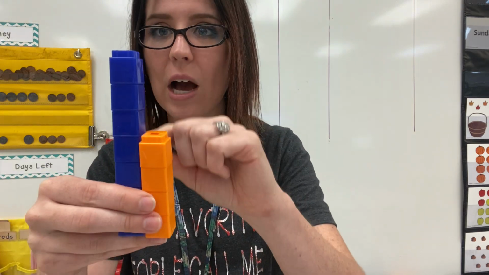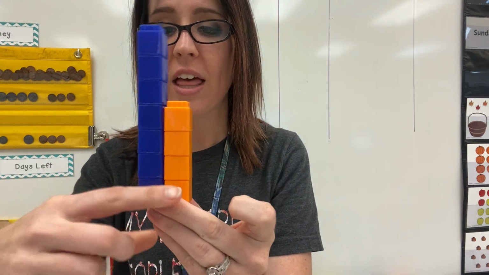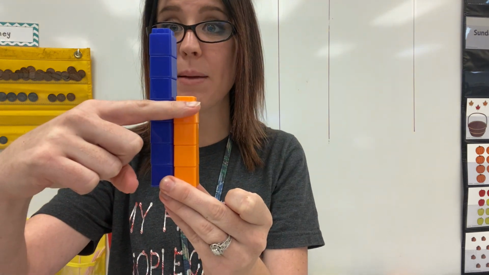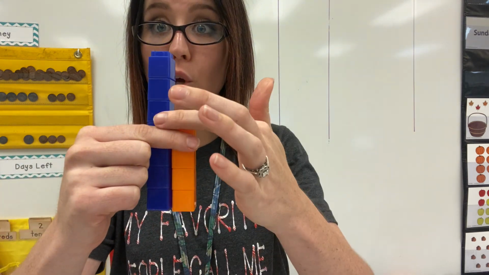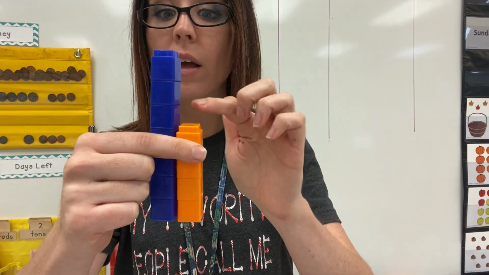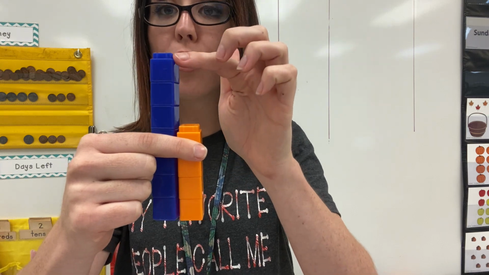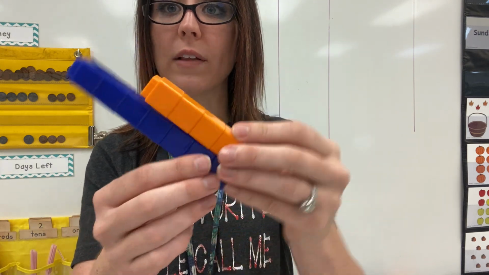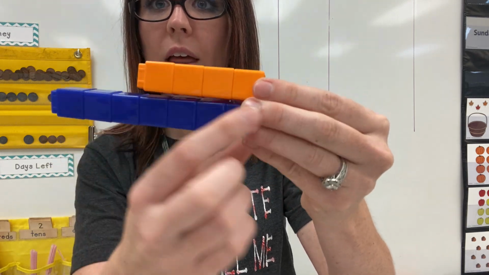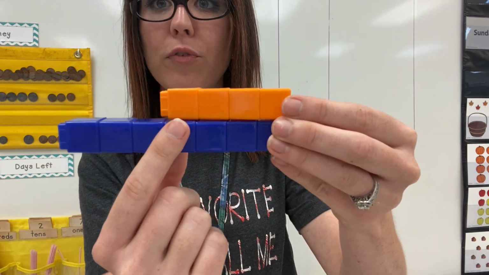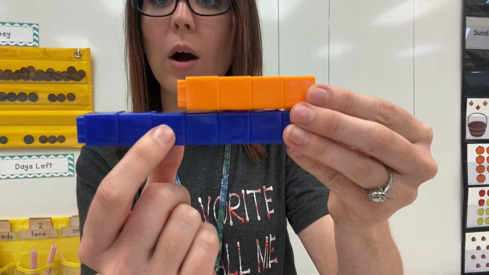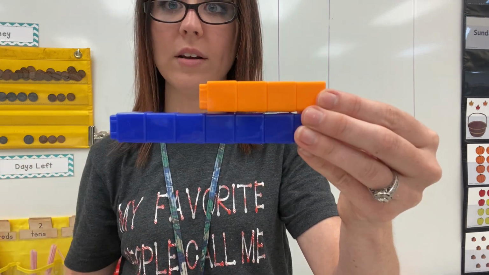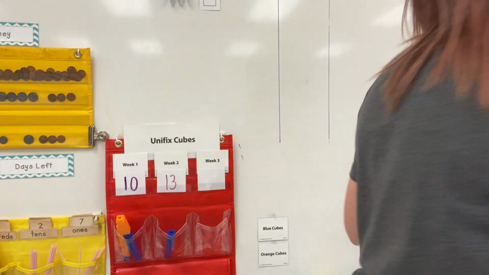So now let's see how much more the blue is than the orange. They were the same until here. But then blue went ahead and got more. He got 1, 2, 3 more. So 7 is 3 more than 4. Let's turn it this way. Look, they were the same all the way through 4. But then blue got 1, 2, 3 more. 7 is 3 more than 4.